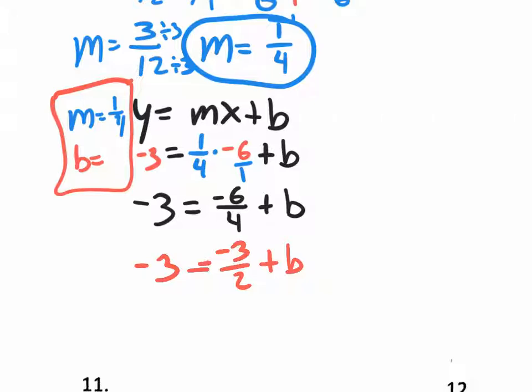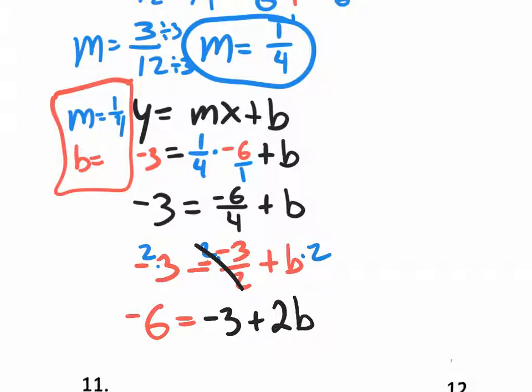And if you're still confused and you don't want to add 3/2 to both sides, you could get rid of the fraction by doing what? Multiplying everything times 2. It'll temporarily get rid of it. Times 2 here, times 2 there, times 2 there. We're going to end up with negative 6 equals negative 3 plus 2b.